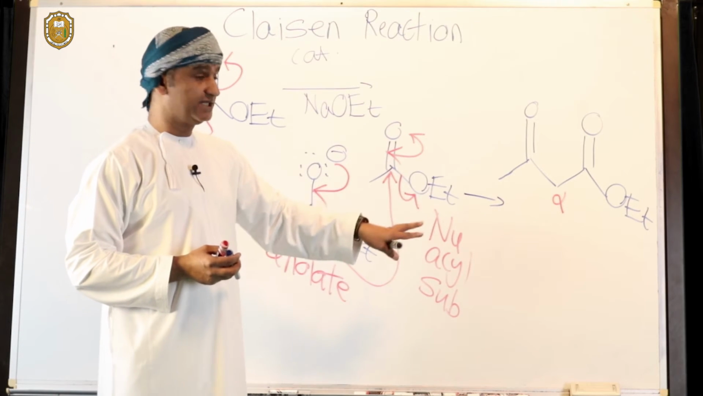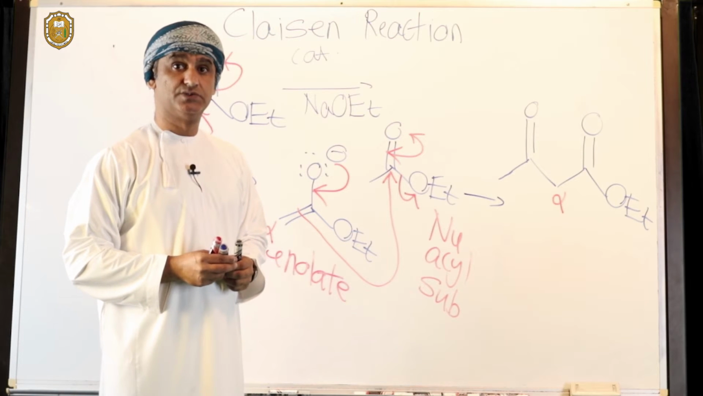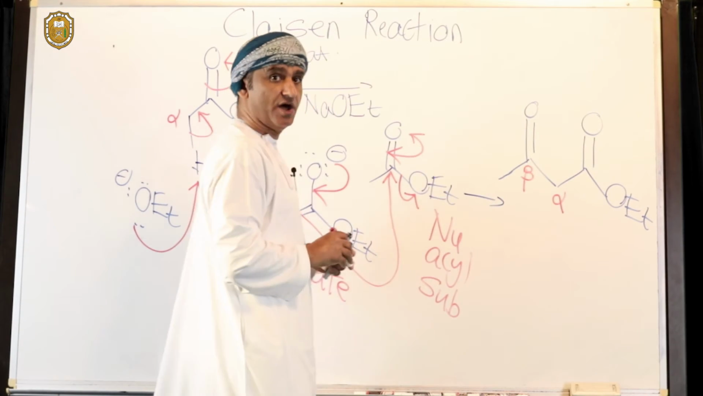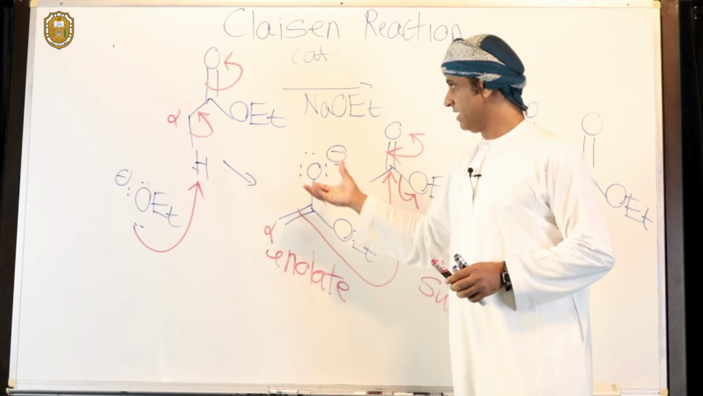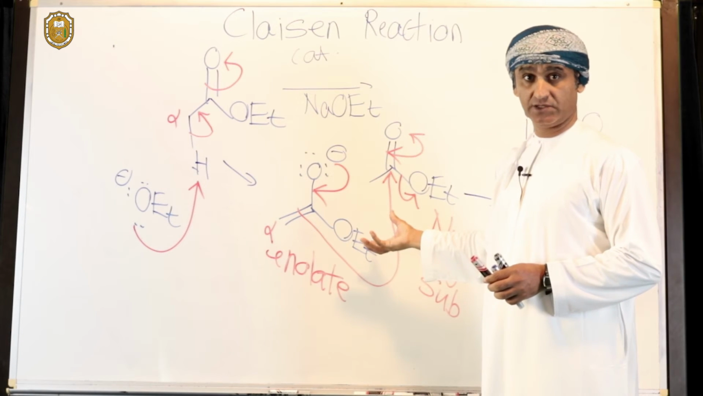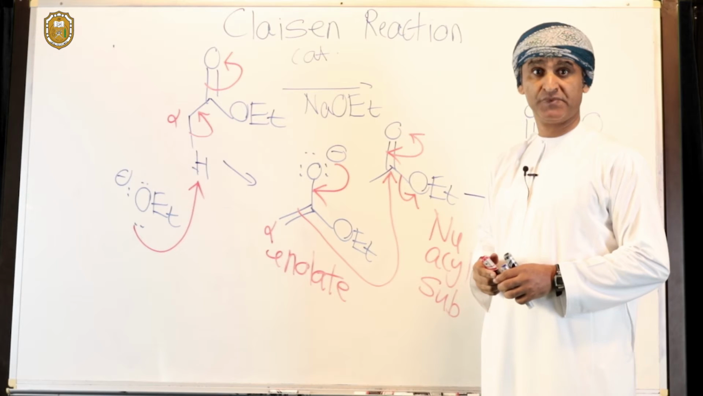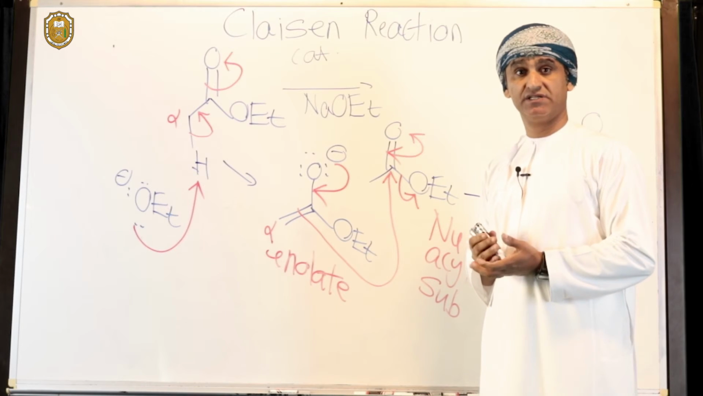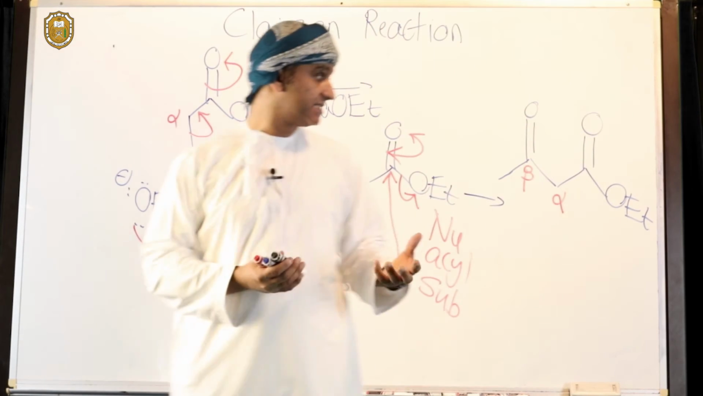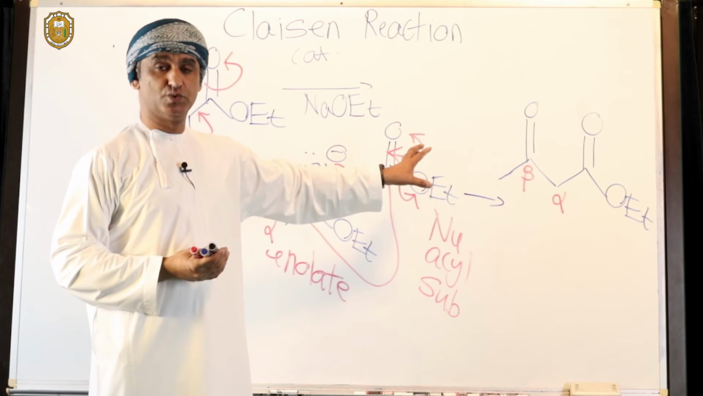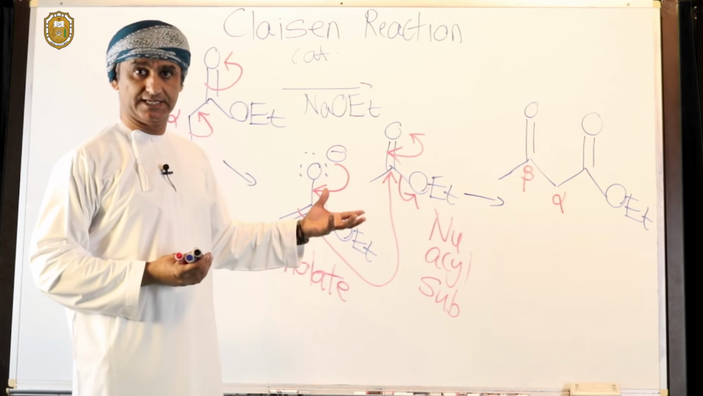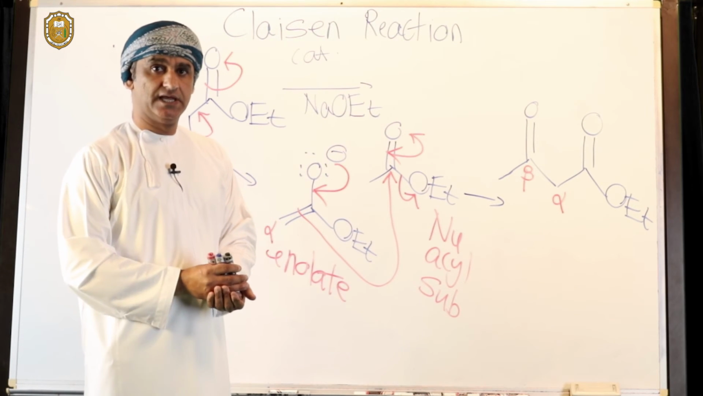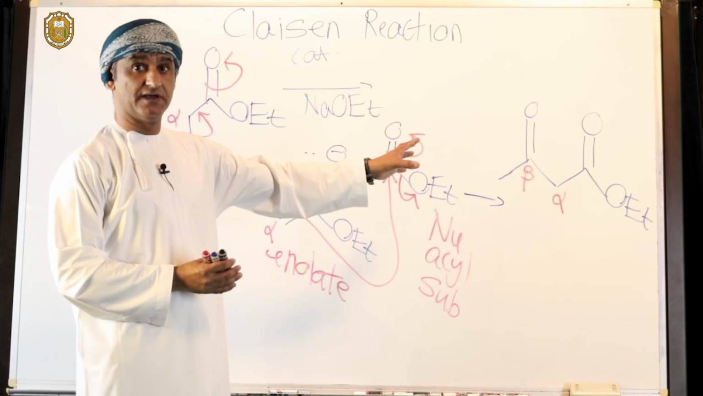If you look at this product, you would notice it's actually a beta ketoester. It's a beta ketoester that's obtained as a result of this condensation reaction between an ester, where an enolate of an ester reacts with the ester itself. It's a condensation reaction. This reaction is called the Claisen condensation reaction. So the Claisen condensation reaction makes a beta keto ester, where an enolate of an ester reacts with the ester itself. The reaction type is a nucleophilic acyl substitution reaction, and of course the product should be a very useful one.